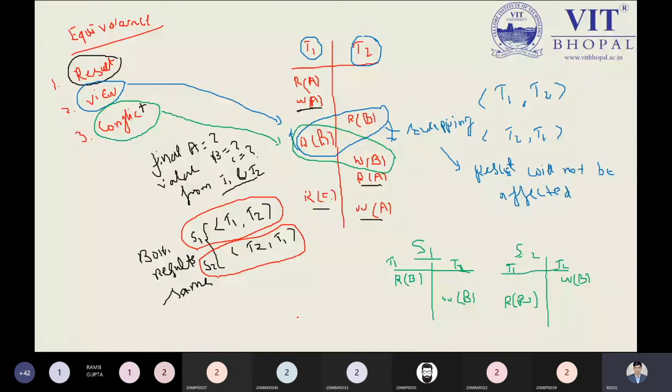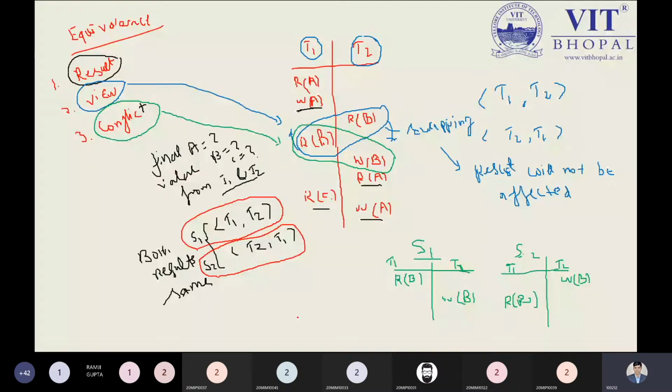But what you are observing over here is concurrent execution. First I am executing T1, then T2, then T1 and then T2 again. So this context switching is going on between T1 and T2. I am using T1, then T2, then T1, then T2.